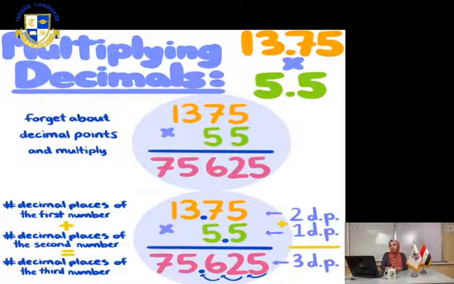The first number has how many decimal places? It has 2 decimal places. And the second number has 1 decimal place. Excellent. Let's add them together. It will be 3 decimal places. Then count from the right to the left. Let's count 1, 2, 3. Then put the decimal point. Okay? The final answer will be 75.625.